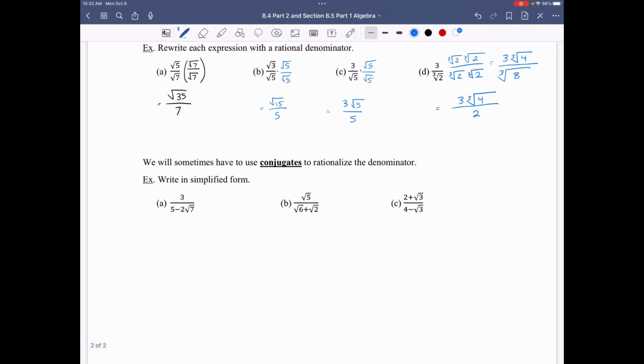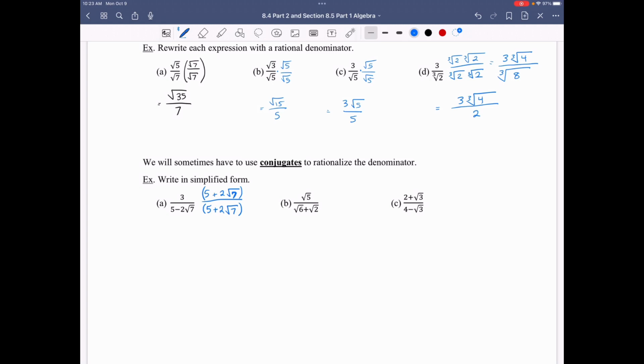We will sometimes have to use conjugates to rationalize the denominator. Did you notice on the page before the conjugates, they ended up becoming whole numbers? So looking at example A, what is the conjugate of 5 minus 2 root 7? It's going to be the positive of that. So we'll multiply the numerator and the denominator by the same, 5 plus 2 square roots of 7.